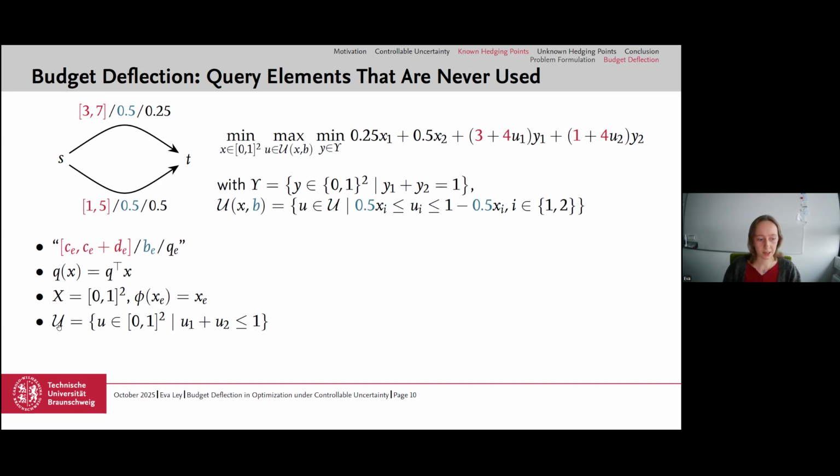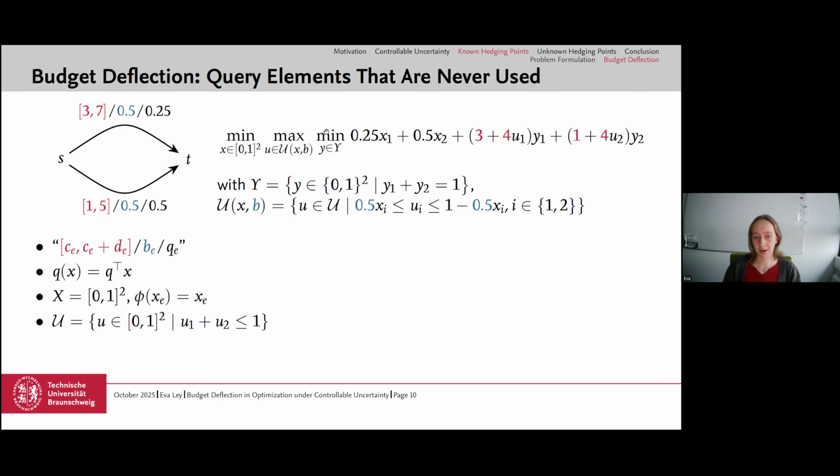As an uncertainty set, I assume to have the budgeted uncertainty set with budget 1, with a gamma equal to 1. And then we can have a look at this problem now, where we want to minimize our objective function and have in the first stage the choice over the x, over the query, then the realization of the uncertainty that is dependent on our x, and then finally want to choose which path to take.